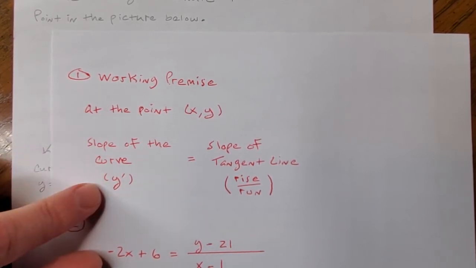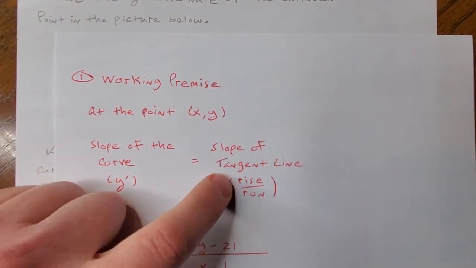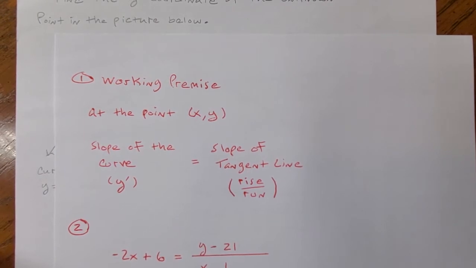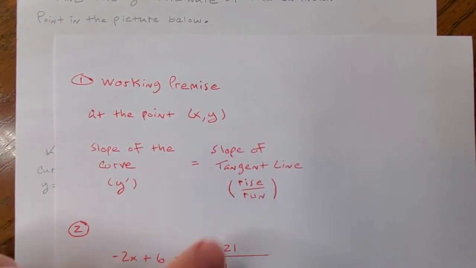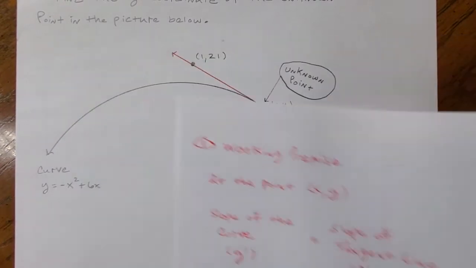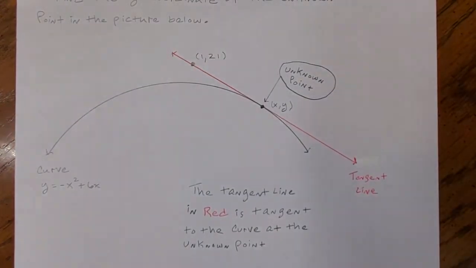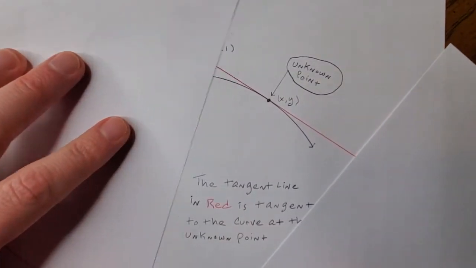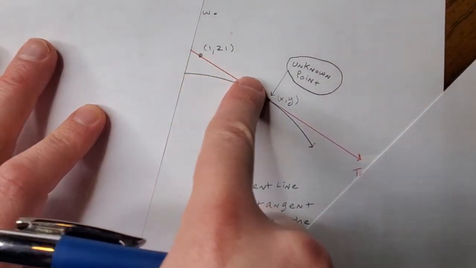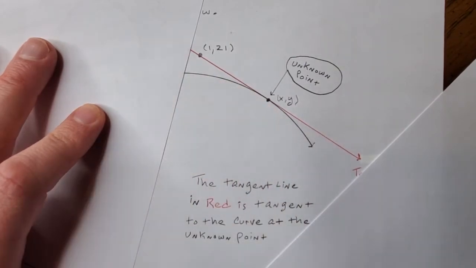So at that unknown point x, y, the slope of the curve, being y prime, is equal to the slope of the tangent line. Now just in general, that's true. The slope of the curve is the same thing as the slope of the tangent line. Way back when, I would have illustrated that on an earlier video by saying something like, do the tangent line and the curve look like two different things? Yeah, of course they look like two different things.